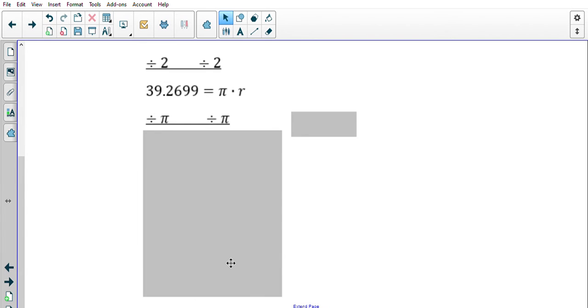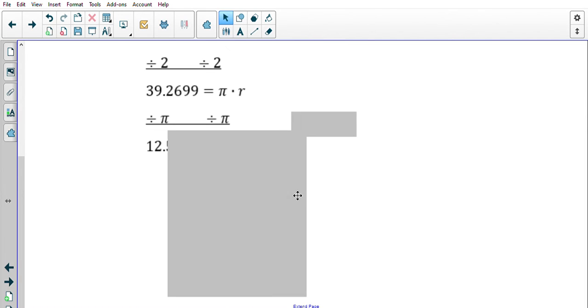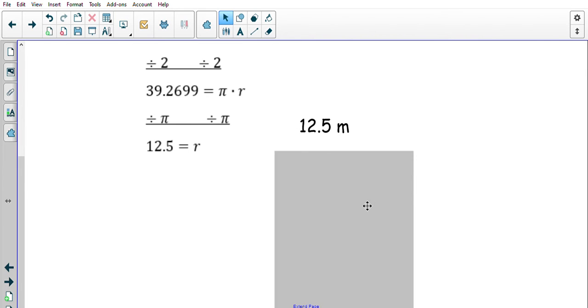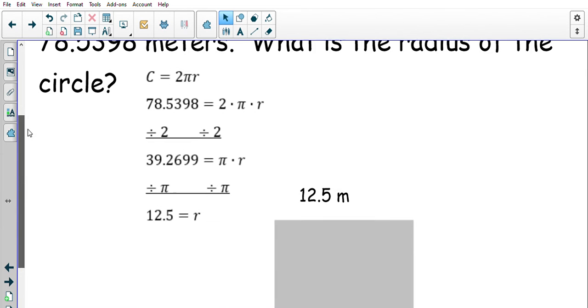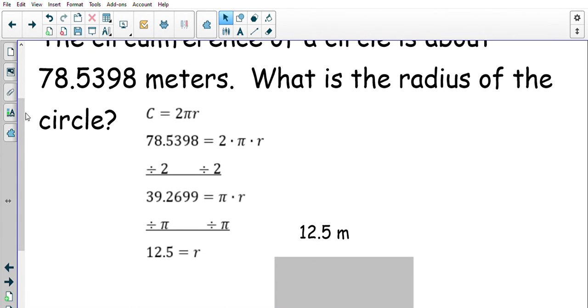When I did that, I'm going to go ahead and plug it in again. I ended up getting 12.499974, which is about 12.5. So I would say that my radius is about 12.5 meters in this case.